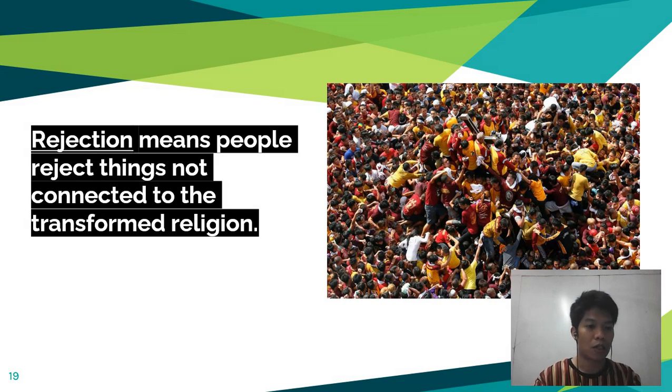Next one is rejection. It means people reject things not connected to the transformed religion. Okay, when you say rejection, it is rejecting some of the beliefs of the absorbed religion when they are not relevant to their original beliefs and practices. Right? For example, in Roman Catholicism, they rejected the idea that priests can marry and have a family of their own. Because in biblical times, the priests or the Levites were allowed to marry. But in Roman Catholicism, priests are not allowed.